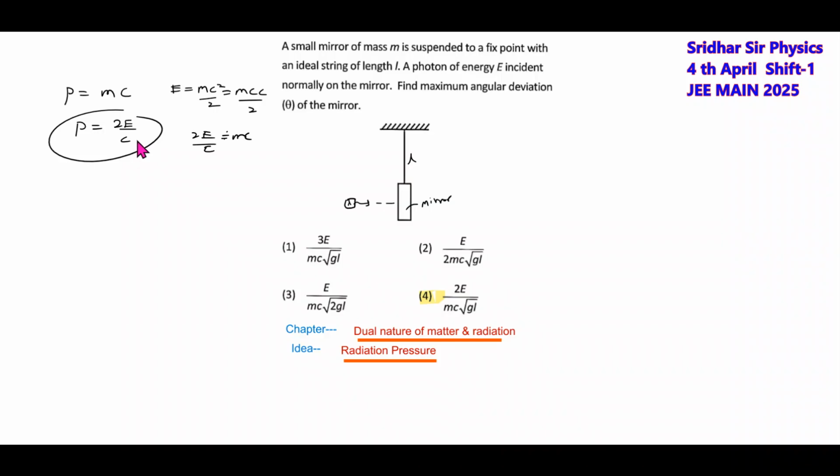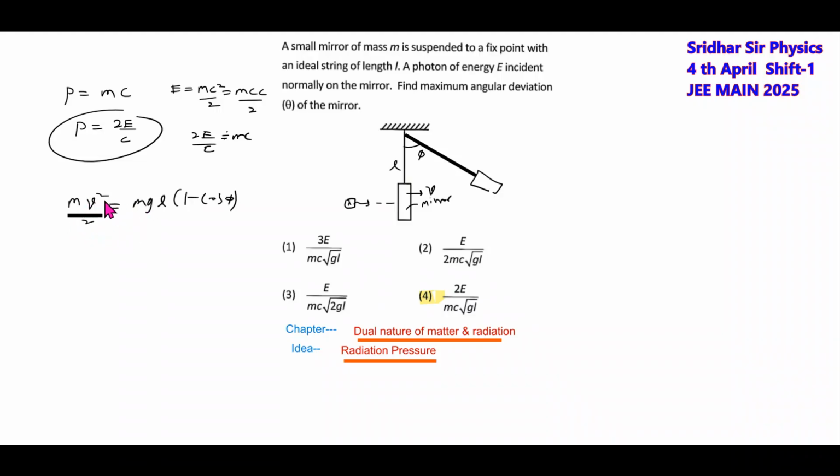So this is the expression for momentum. Okay, let's strike normally the mirror. So the change in momentum of the mirror will be 2E by C. So the mirror will acquire this momentum, the momentum of the photon will be the momentum of the mirror. Therefore it will be projected with a velocity v after striking, then will get deflected. It will have the deflection phi. Then the kinetic energy mv square by 2 should be equal to mgl 1 minus cos phi.